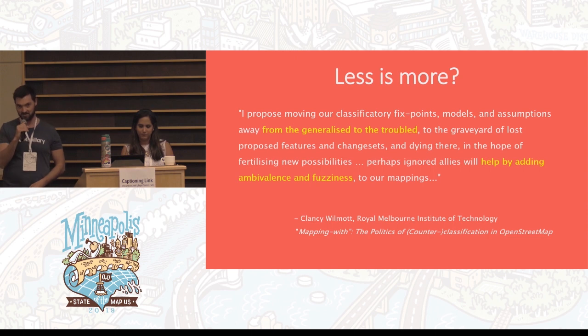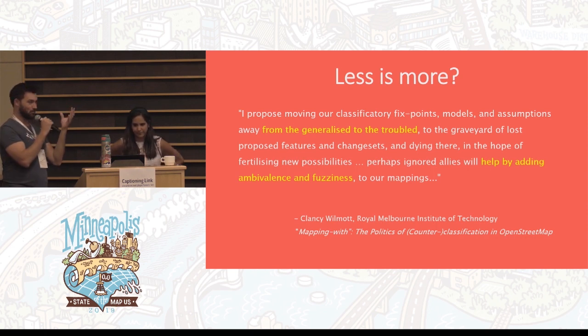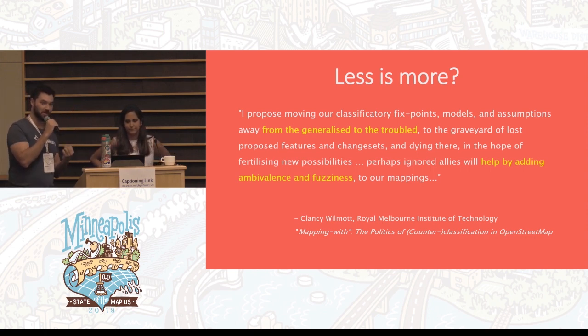So I recently saw this in the OSM Weekly newsletter, a paper by Clancy Wilmot at the Royal Melbourne Institute of Technology. And this quote, I think, particularly points out how maybe we don't need to get bogged down in the details all the time. So he says, in general, about arguments with tagging and such, that I propose moving our classificatory fixed points, models, and assumptions away from the generalized to the troubled, to the graveyard of lost proposed features and change sets, and dying there in the hope of fertilizing new possibilities. Perhaps ignored allies will help by adding ambivalence and fuzziness to our mappings.